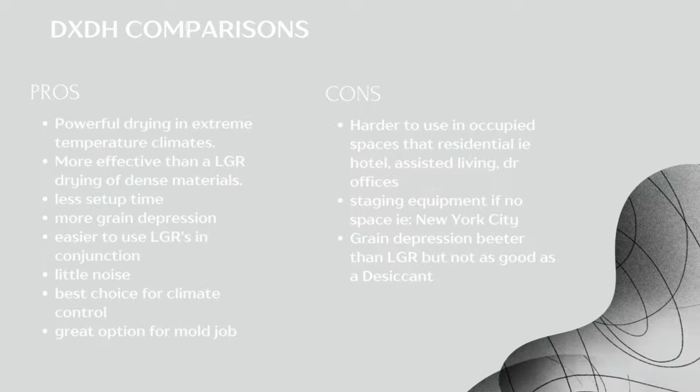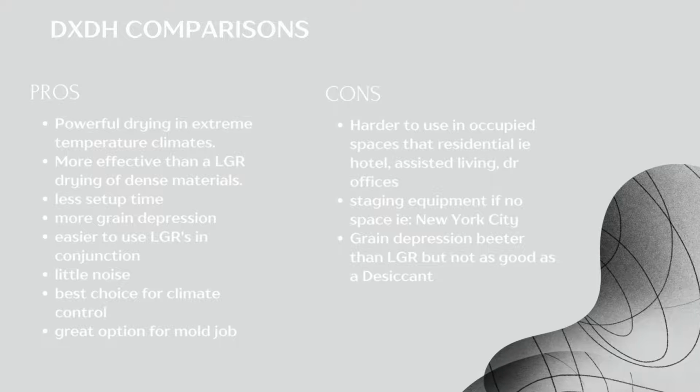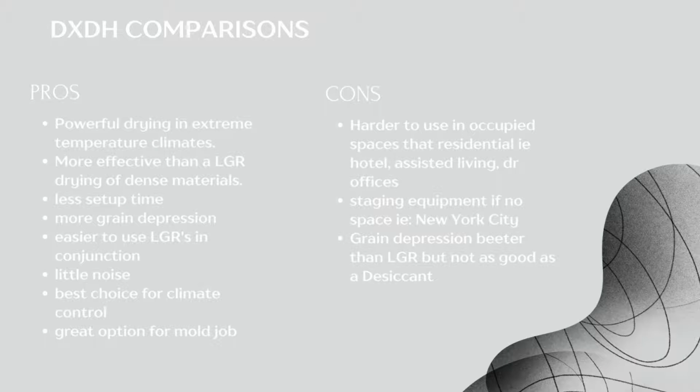They are harder to use in occupied spaces like residential, hotels, assisted living, or doctor's offices. You have to run a tube down the hallway to push the DXDH air down there, called lay flat tubing. So particularly if you need to put dehumidification in each room of a facility, then you may very well need the LGRs to do that. If the temperature doesn't allow for LGRs, then you may have to engineer the DXDH to go into the existing air conditioning system or engineer the lay flat tubing to where you can keep the building at your desired temperature.